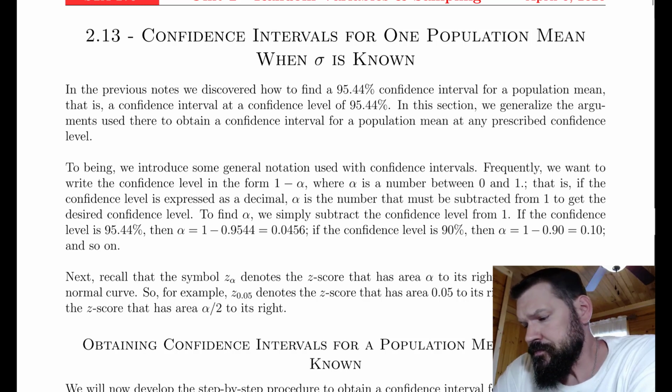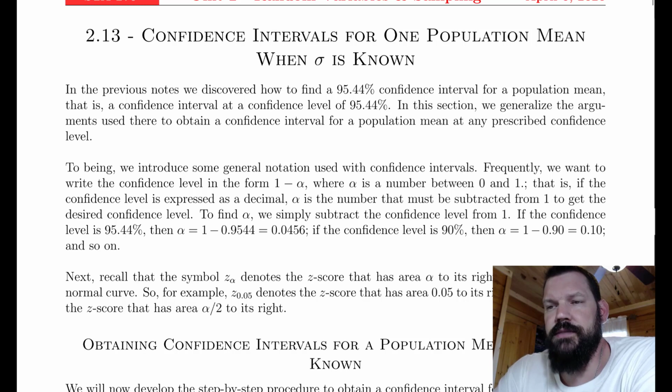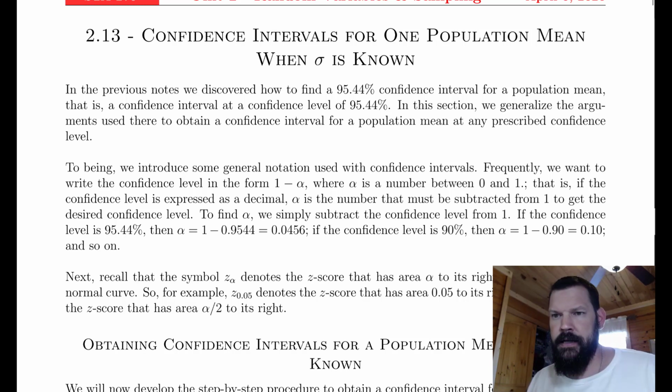What we're going to talk about today is section 2.13. This is where we're finding the confidence interval for a population mean when we know the standard deviation of the population. We kind of touched on it in the last set of notes, but what this means simply is that if we don't know what the mean is of the entire population, we want to establish some way that we can be confident that we know the mean lies within a range of values.